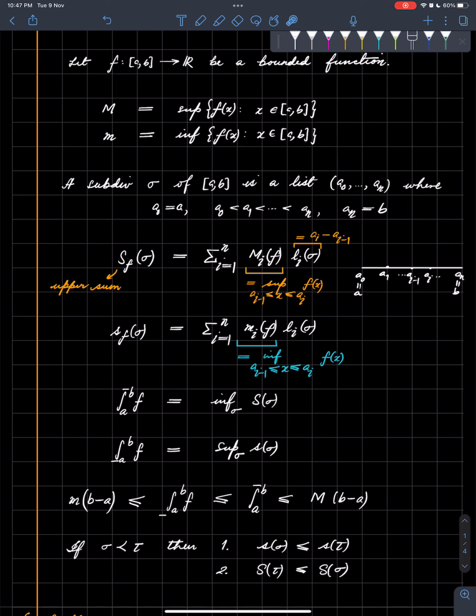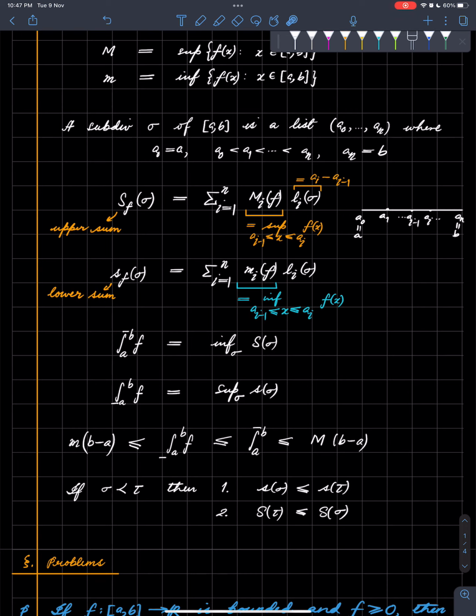Similarly, we have the lower sum. This is the lower sum of f corresponding to sigma, with similar things. So this mi is the infimum over the ith part. That's the only difference. So it is an underestimation of the actual area under the curve, whatever that means.